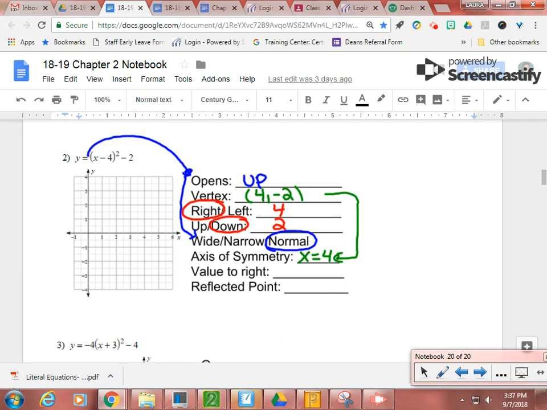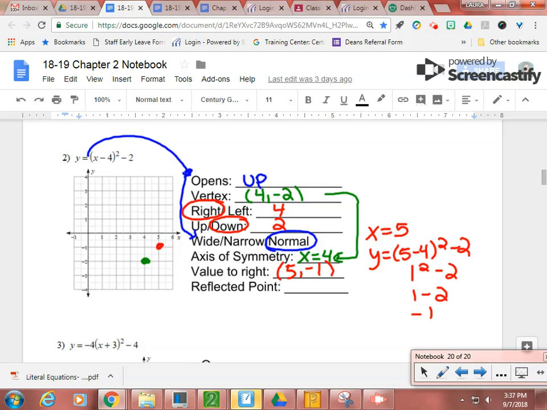So we can go ahead and graph that. We're over 4 and down 2. We know it's going to open up. A value to the right. Directly to the right of 4 is x equals 5. So y equals 5 minus 4 squared minus 2. So that's 1 squared minus 2. 1 minus 2 is -1. So that's the ordered pair 5, -1.